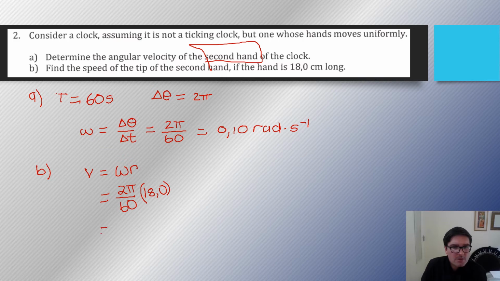Okay, so calculating this, I get a value of 0.018. Now let's quickly talk about this value, guys. It's in meters per second. It's a speed. It's a scalar, so I don't need to include any direction. Okay, so here I had 3 significant figures.